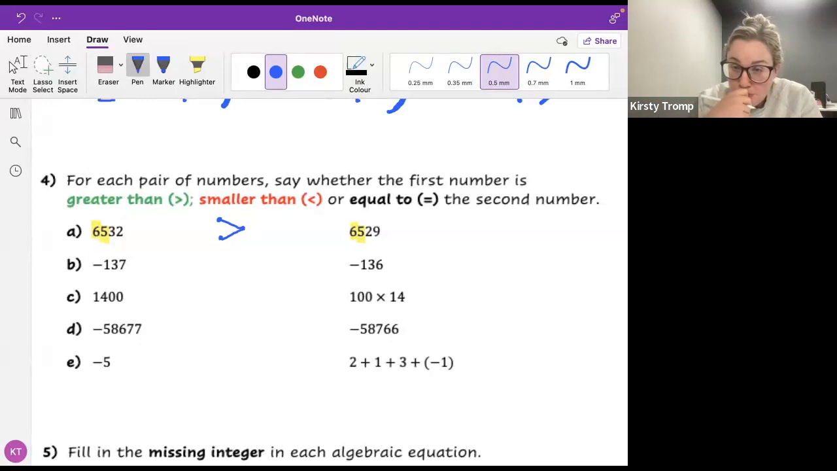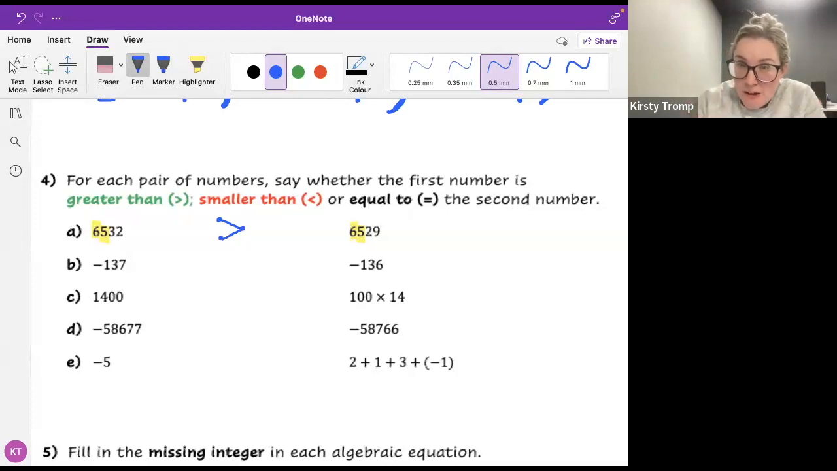Looking at my next one, B, I've got negative 137 and negative 136. Which number is bigger? Let's take an answer from somebody. Who have I not heard from tonight? Dimple. Dimple, can you tell me which number is bigger? It would be negative 137. Okay, be careful, Dimple. Thank you so much for your answer, my love.